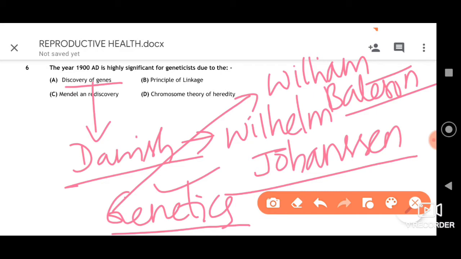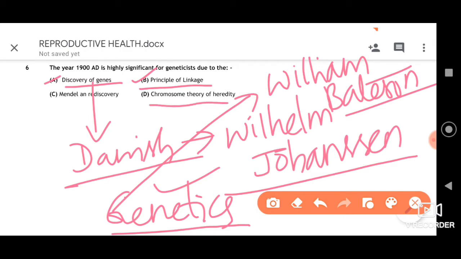Furthermore, my dear friends, they have given principle of linkage. Again, William Bateson is very significant here to be remembered. Apart from that, let me also tell you, T.H. Morgan is called the father of experimental genetics. He has worked a lot on linkage, my dear friends. Through linkage, T.H. Morgan was able to define many important physical associations of genes on a chromosome.